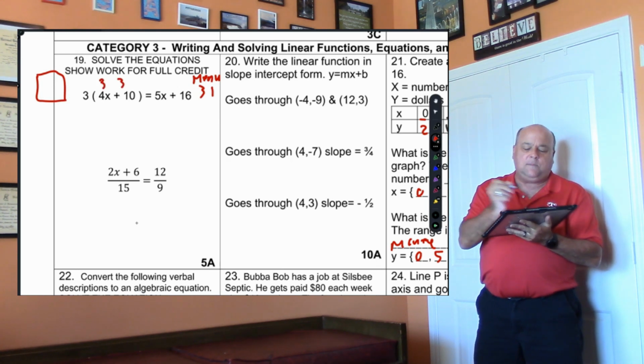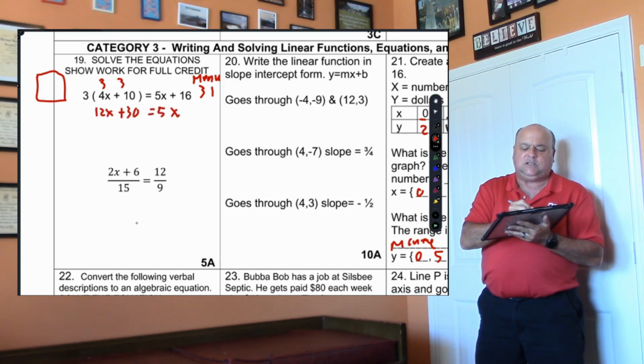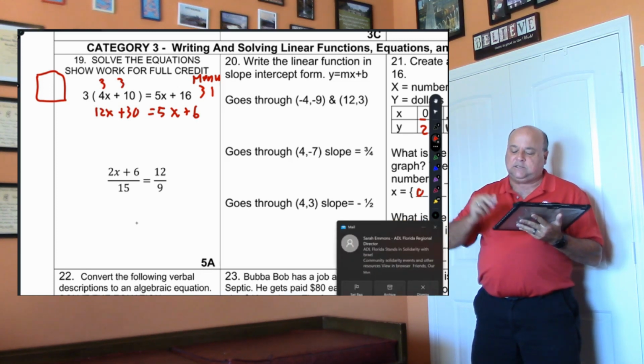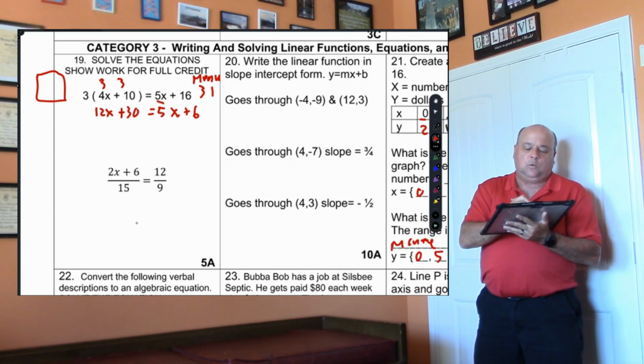I'm going to distribute the 3 to get rid of the parentheses. 12x plus 30 equals 5x plus 16. Trying to keep these numbers small for you. All the x's have got to go to the left, so we're going to move our x to the left. 12x minus 5x is 7x plus 30 equals 16.